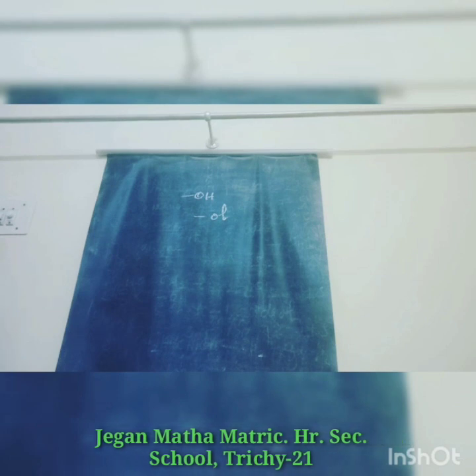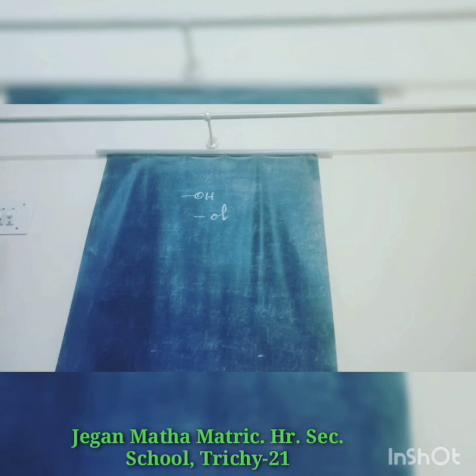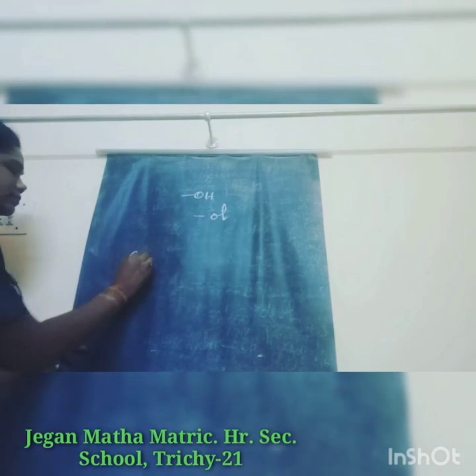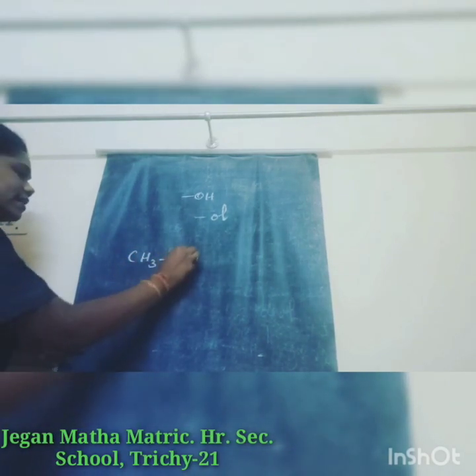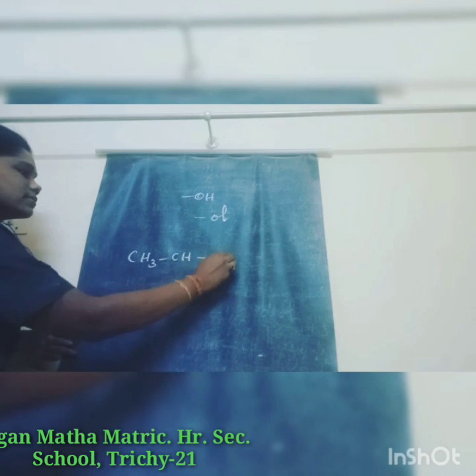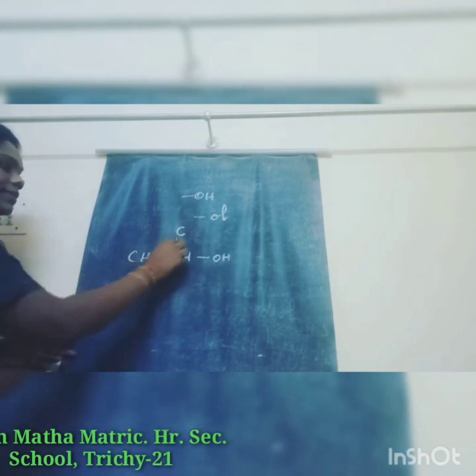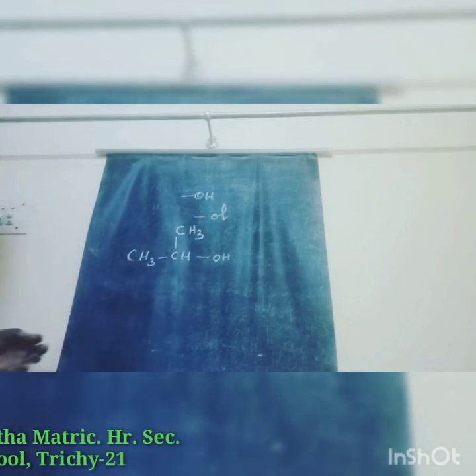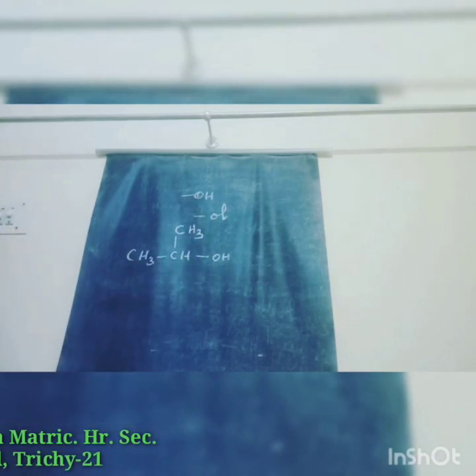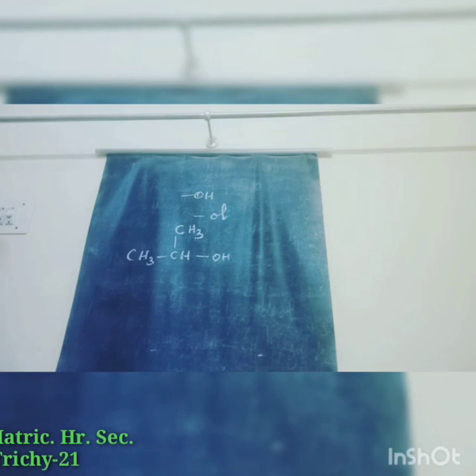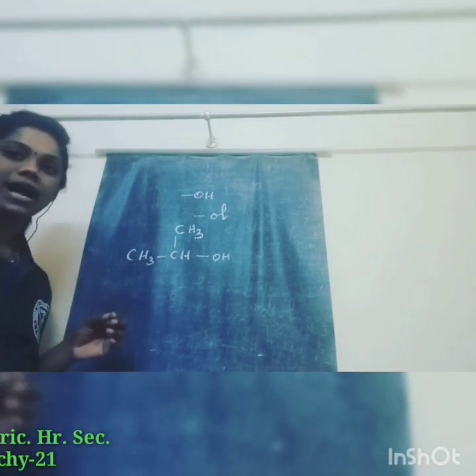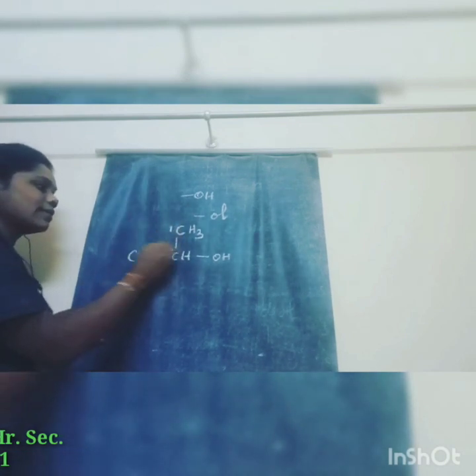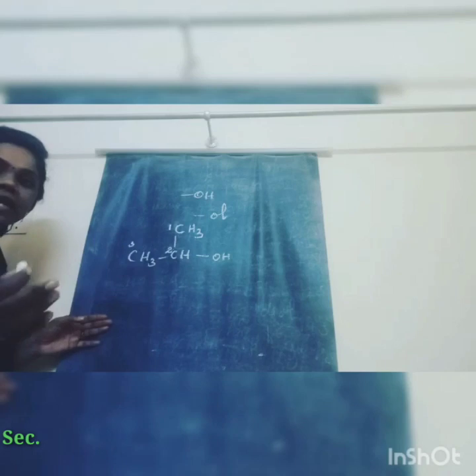I take isopropyl alcohol. The formula for isopropyl alcohol is CH3 CHOH, and another CH3. Carbon valency is 4, so here hydrogen three times. So this is isopropyl alcohol. First I write the root word, so first we count the number of carbons. How many carbons are present? First carbon, second carbon, third carbon. So totally 3 carbons are present.